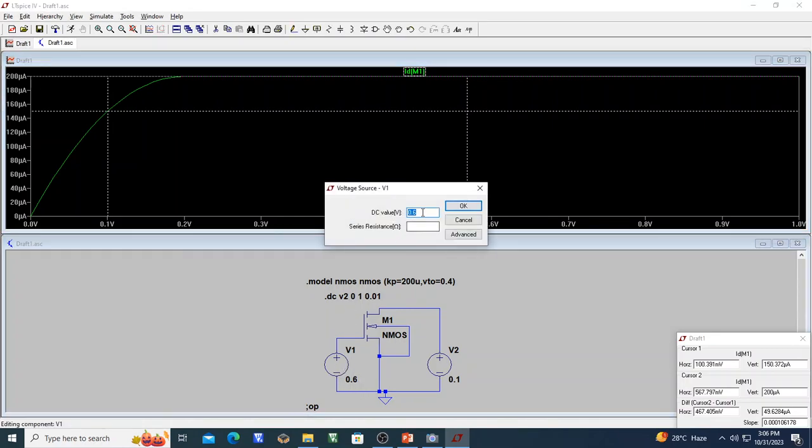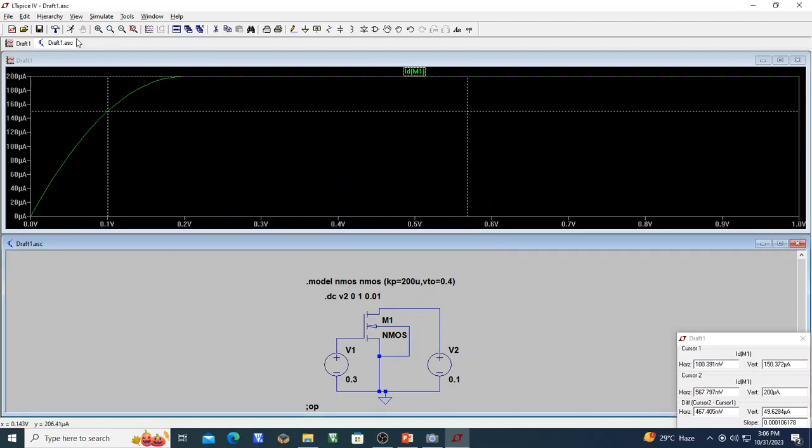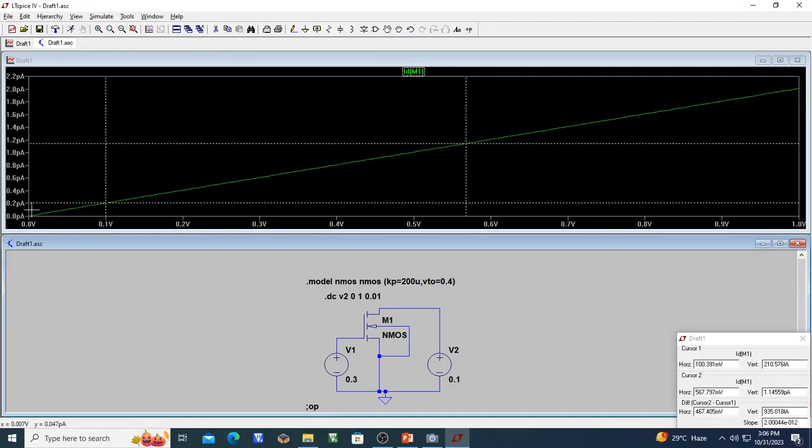The moment you make this 0.3 and then run it, can you see the current? Current is in picoamperes, and there is no proper characteristics you're getting. This is a straight line. This doesn't have any meaning here. So this is actually treated as 0. This is picoampere, 10 power minus 12.